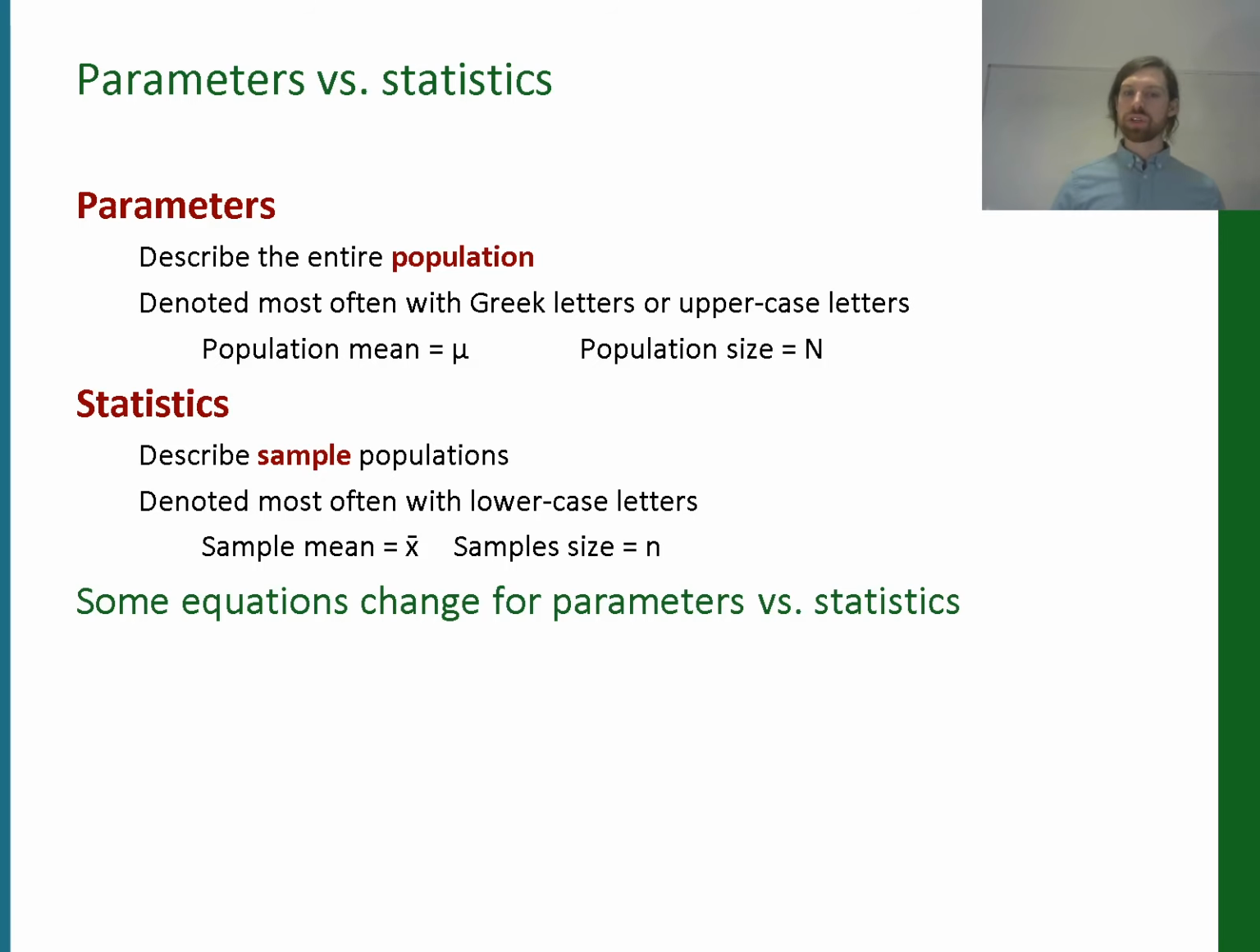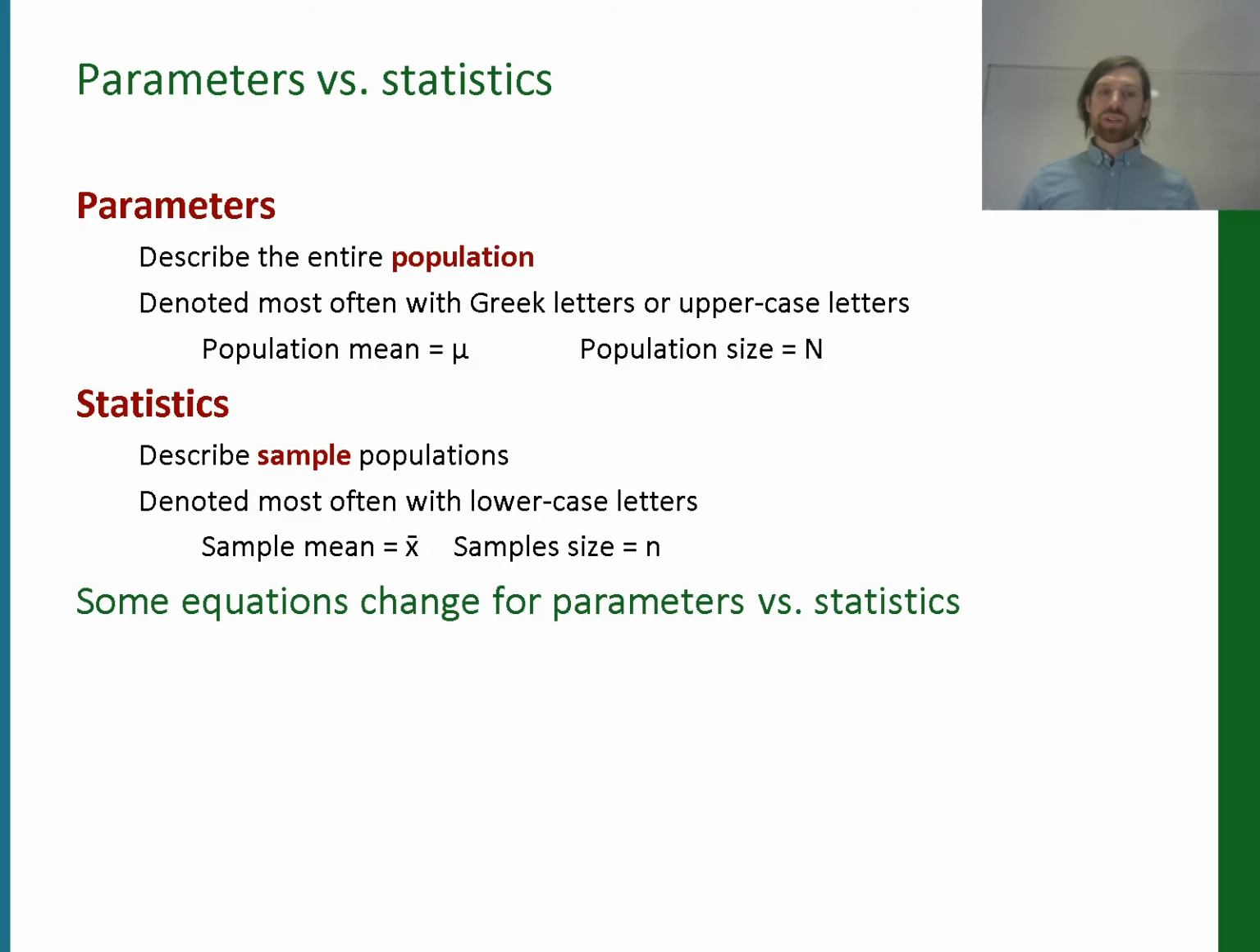We have some definitions that we need to cover, and one is parameters versus statistics. When we talk about parameters, we're talking about the whole population, whereas when we talk about statistics, we're really talking about a sample of the population that we might have taken in some way. Okay.